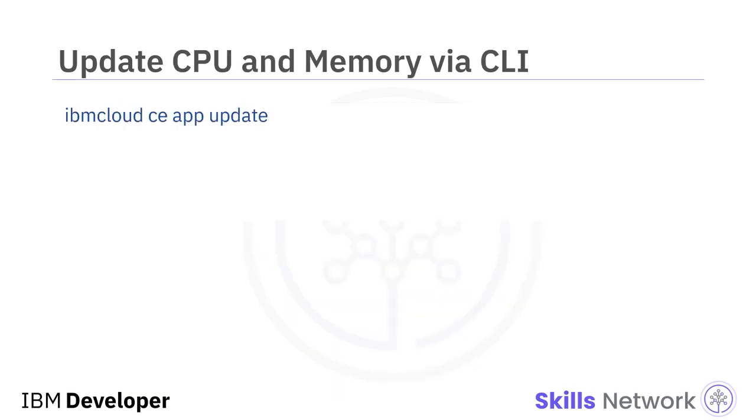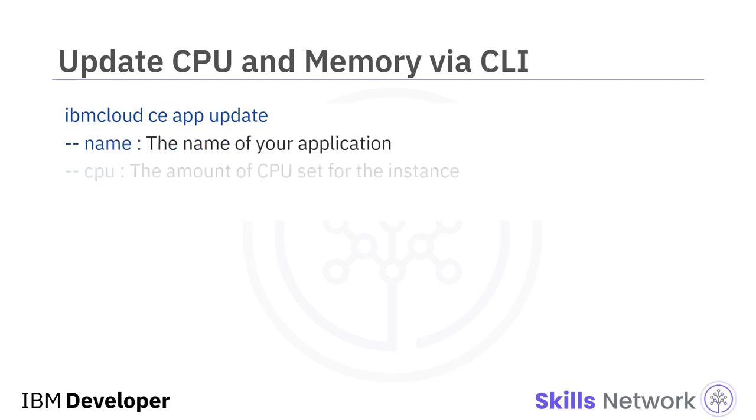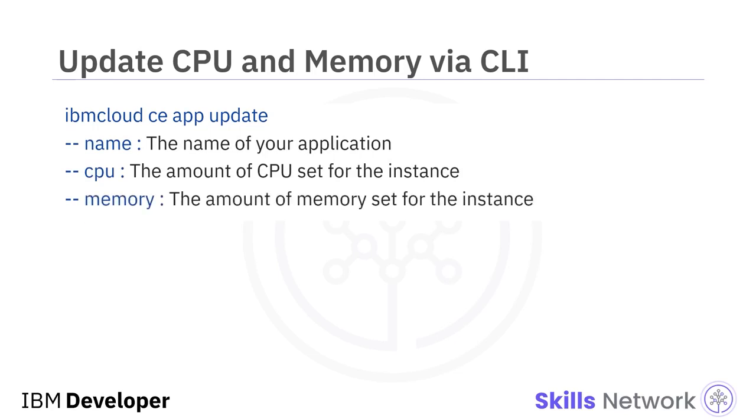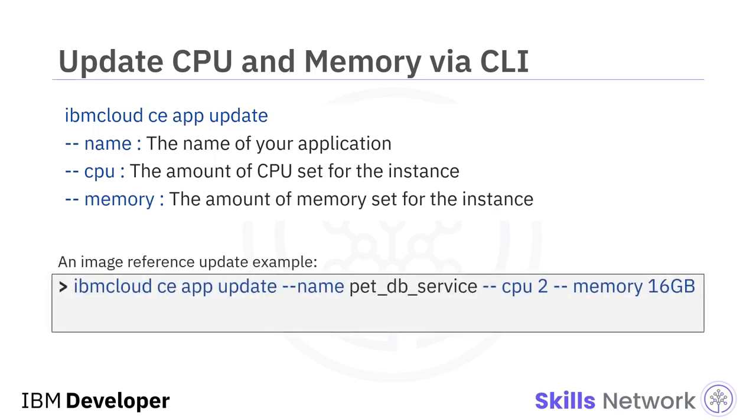To update CPU or memory via CLI, you will need to use the same ibmcloud ce app update command with three main arguments: the name of your application, the amount of CPU set for the instance, and the amount of memory set for the instance. Let's see our example. You increase each instance of PetDB service runtime resources to 2 CPUs and 16 GB memory.